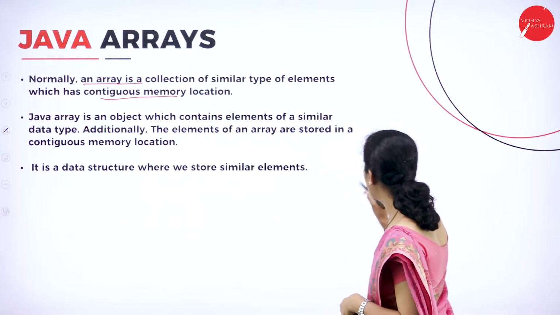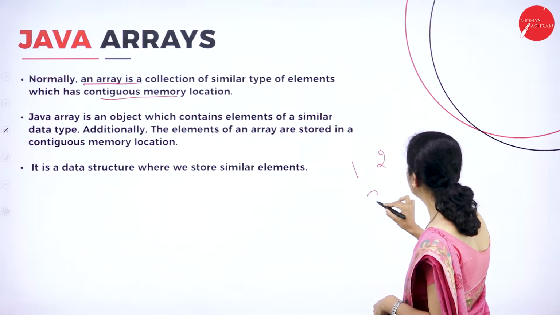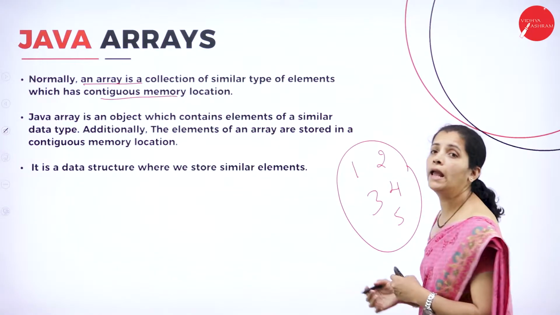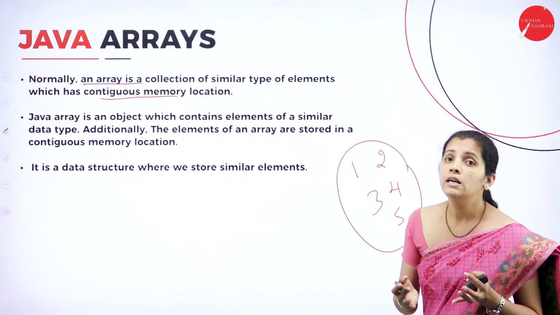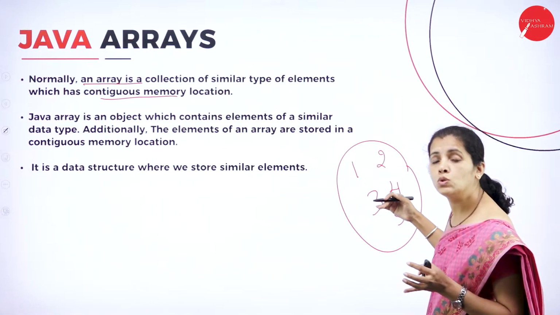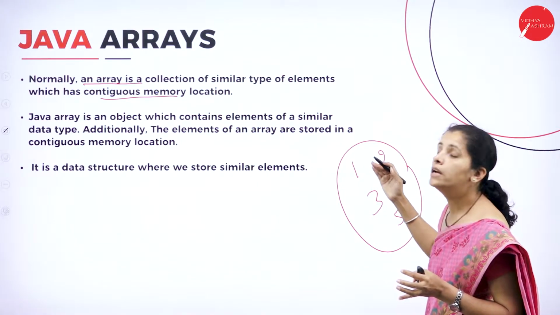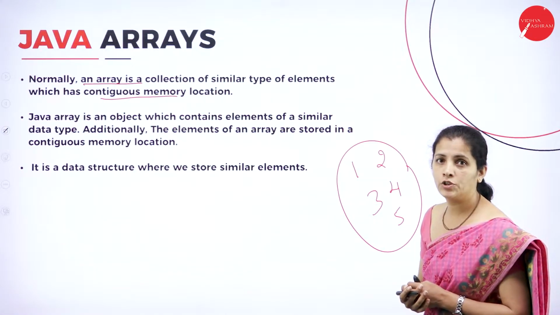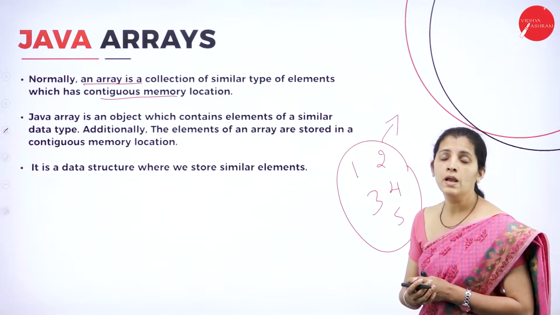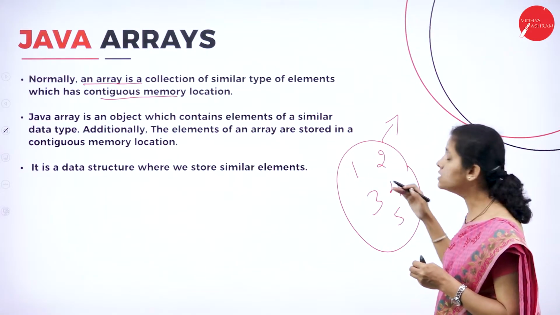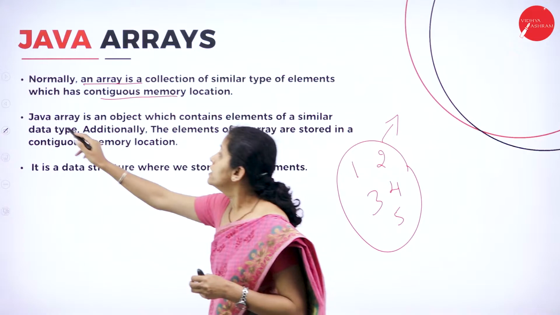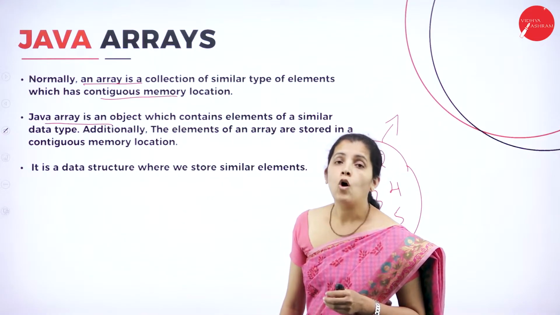For example, think that I'm having 1, 2, 3, 4 and 5. So it is nothing but a group of elements. And what kind of elements? They are whole numbers. And all these numbers are stored one after another in continuous memory allocation. And all the elements are grouped under the same name, and I can access all these elements with the help of the array name. So here in Java, an array is an object.